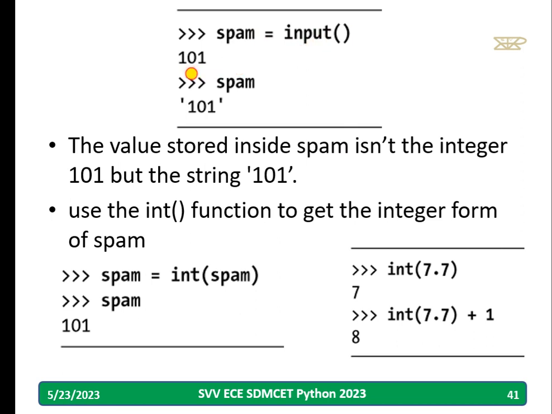Spam equal to input, I am writing 101 if I am typing. So the answer for spam will be 101. The value stored inside spam isn't the integer 101. What if I just observe here? When I see a single quote, it is a string. And I want an integer, so simply write spam equal to int of spam. Then you will not get a single quote. That means spam is an integer. So for example, now I am writing int of 7.7, converting it into an integer. 7.7 is a float, I am getting 7. Plus 1 I am adding, it will become 8.